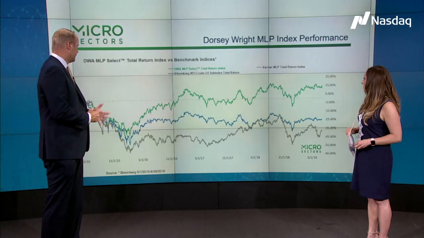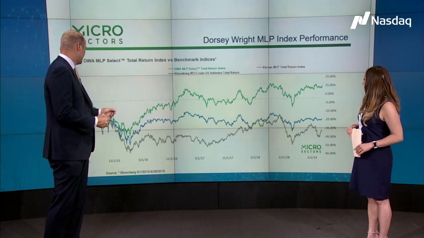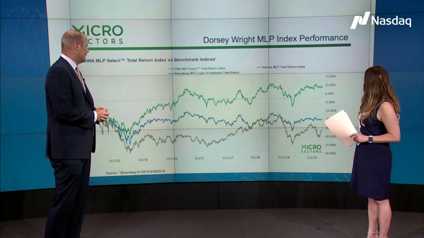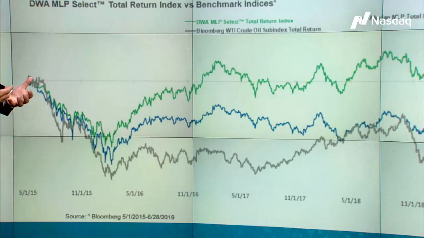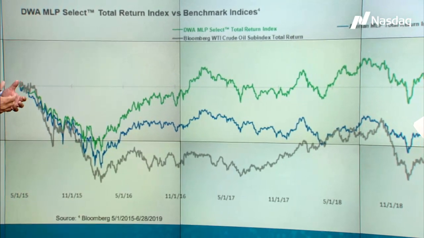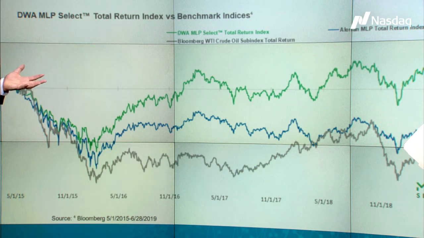The index performance is pretty interesting. The green line there is the Dorsey Wright MLP Select Total Return Index, and the blue one there is the Alerian MLP Index, and then I also put in there the Bloomberg WTI Crude Subindex, so you can really see what's going on in the marketplace. So the index goes back as far as spring of 2015, and that's really important because from the spring of 2015 to the beginning of 2016, that's when oil prices really tumbled. That's when they went from 60 to somehow hit the 20s, and during that time, it didn't matter if you were in midstream, which sometimes people think are the safer ones because it's the toll keepers, but even the midstream, as you'll see, the Alerian index, sold off significantly during that time.